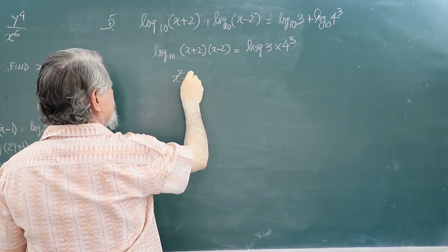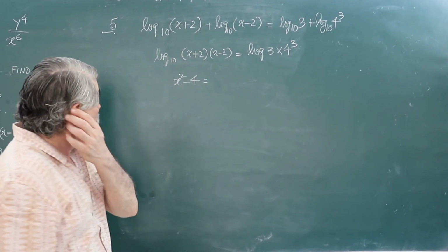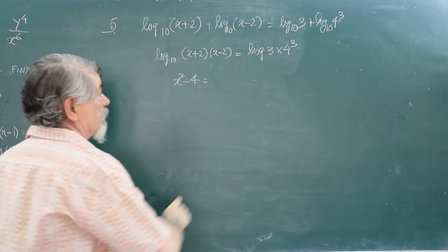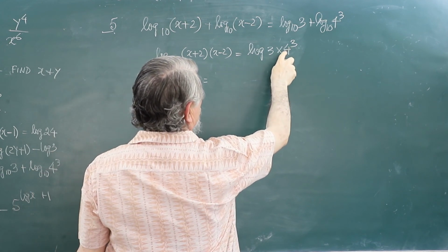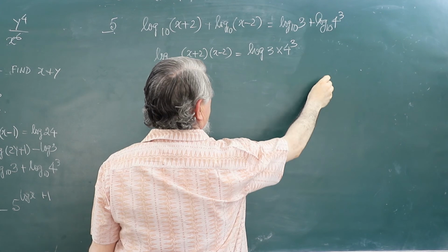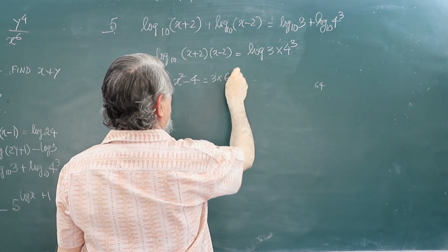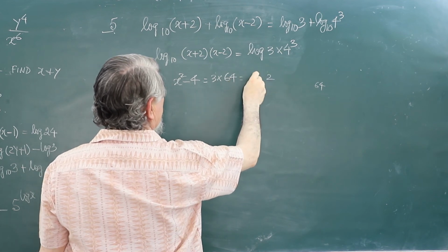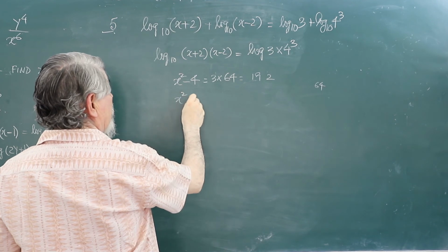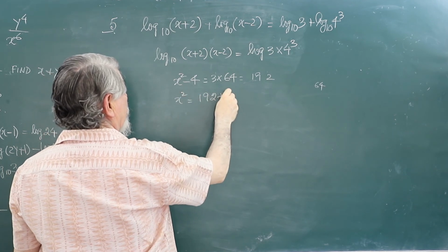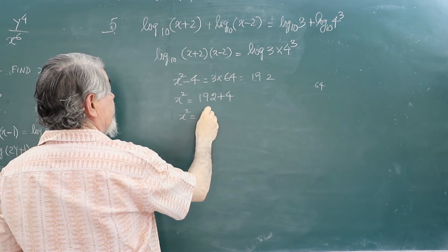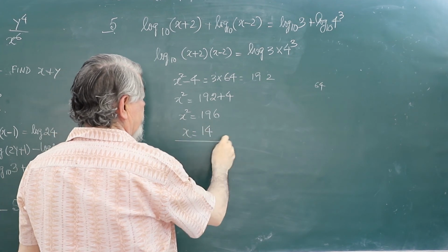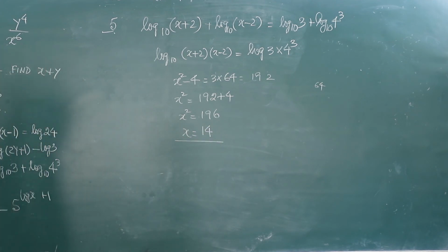So x² − 4 is equal to 4 into 4 is 16, 16 into 4 is 64, 64 into 3. This is 4 to the power 3. So 3 into 64: 3 times 4 is 12, 3 times 6 is 18 and 1 is 19, so 192. So x² will be 192 plus 4, x² will be 196, x is 14. The value of x is 14.